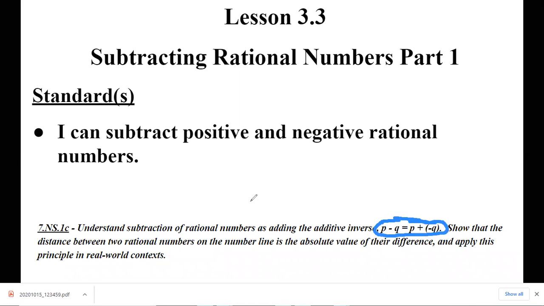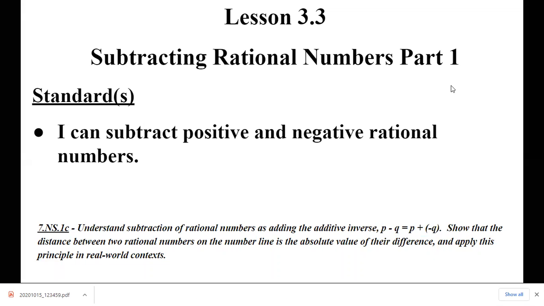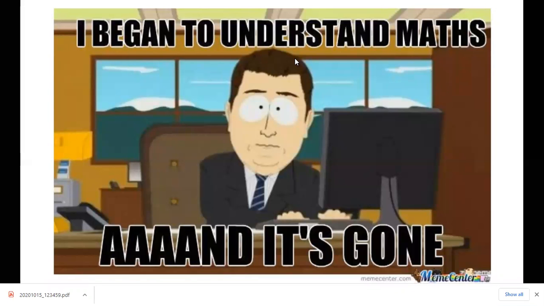Show that the distance between two rational numbers on the number line is the absolute value of their difference, and apply this principle in real world contexts. So let's begin. We're going to focus on the first part of that standard.